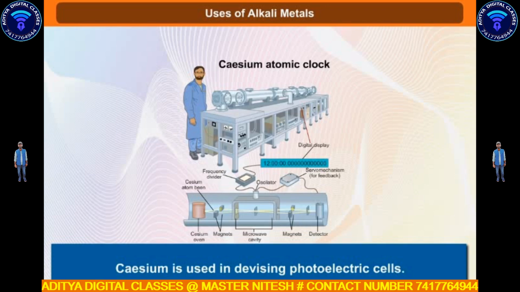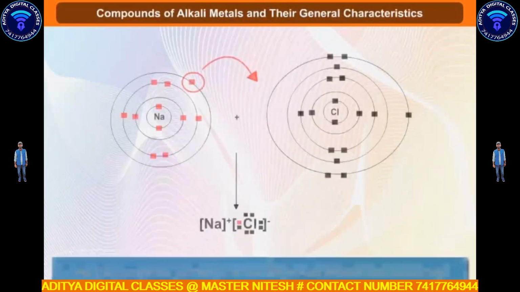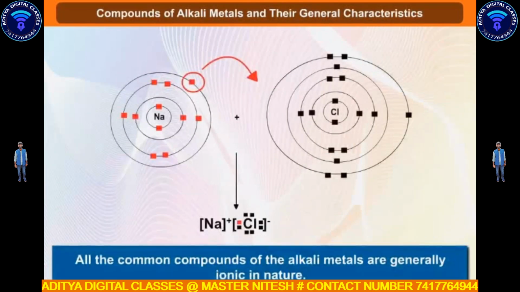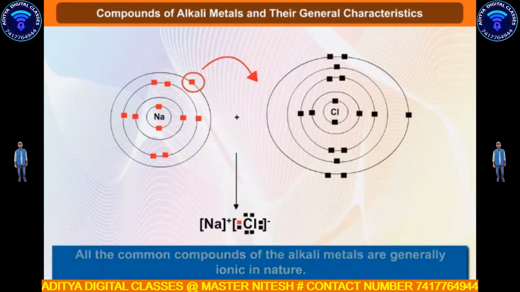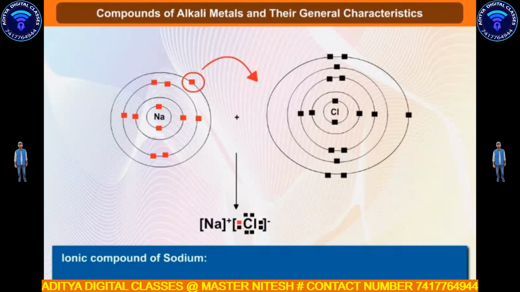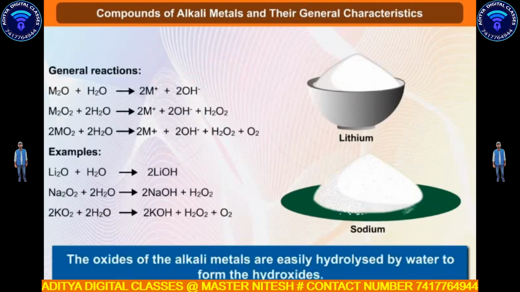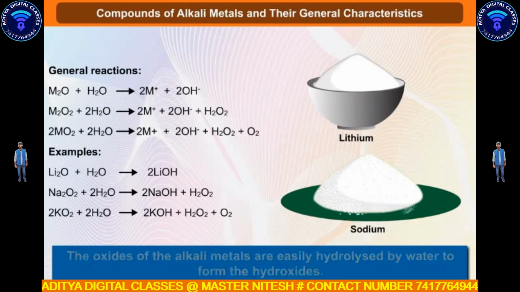Cesium is used in devising photoelectric cells. All the common compounds of the alkali metals are generally ionic in nature. Sodium and chlorine react to form sodium chloride, an ionic compound. The oxides of the alkali metals are easily hydrolyzed by water to form the hydroxides.